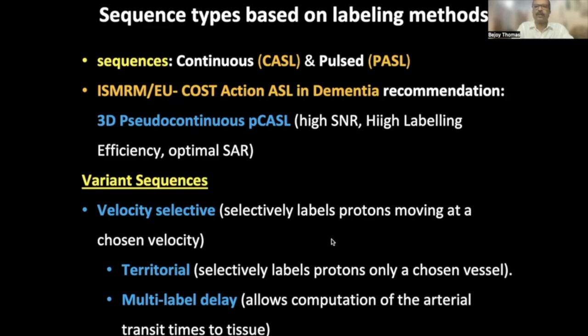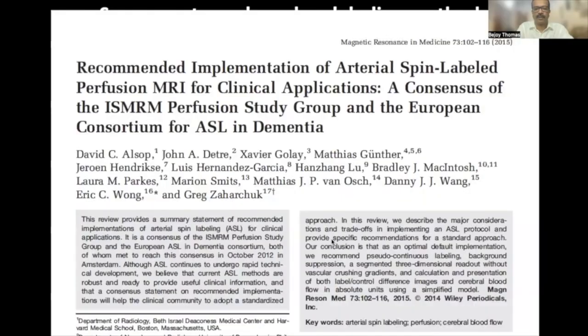There are several other new variants of ASL also available, like velocity and acceleration selective ASL, which have specific advantages. Territorial ASL selectively labels protons of one chosen vessel, where you can differentiate the arterial territorial supply of different arteries, which may be of use in certain clinical situations. And we'll also talk about multi-label delay ASL, which compensates for the arterial transit delay artifacts which occur.